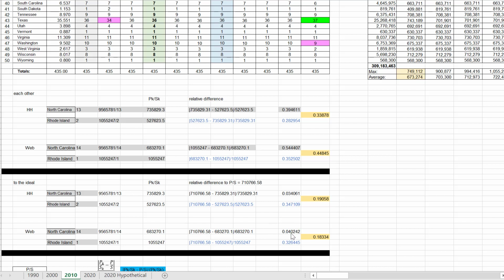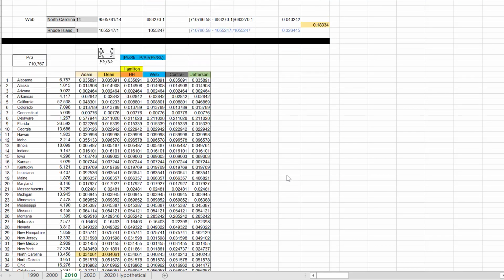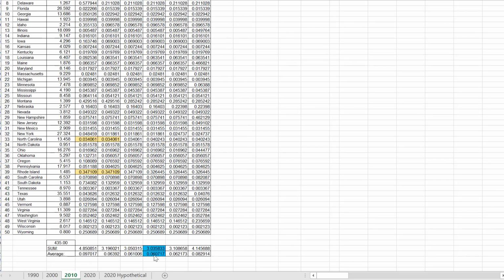But with Webster, with North Carolina, well, we get a bigger number here. But if you look at Rhode Island, we'll get a smaller number in such a way that the sum or average is smaller with Webster. So these two numbers are closer than these two numbers, and this one's smaller. Anyway, so the net average is smaller with Webster. And so if you compute the total relative difference each state's people per seat is to the ideal, Webster will minimize that. It's smaller than Dean, it's smaller than Huntington Hill, it's smaller than Hamilton. There's the values.